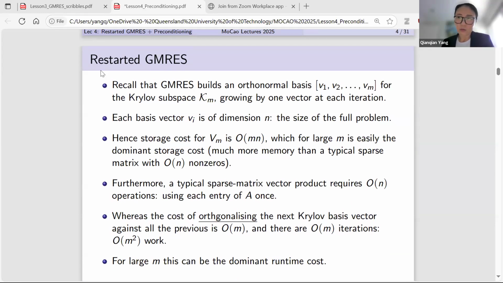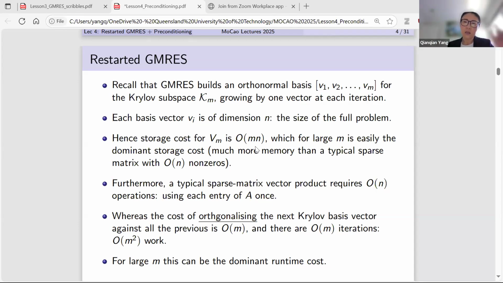For now, let's talk about restarted GMRES, which is a different aspect of implementing GMRES for large problems. Remember that we build our orthonormal basis v_1, v_2, ..., v_m for the Krylov subspace, and it keeps growing. We build one vector at each iteration, and each basis vector is of dimension n. It's a big long vector, the size of the full problem.